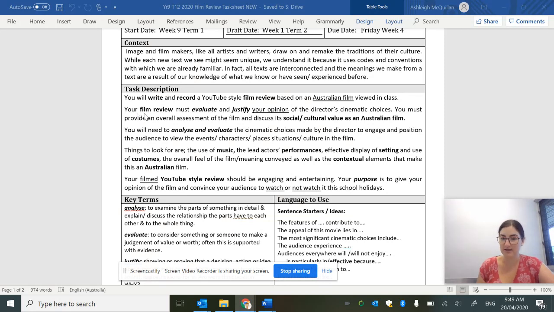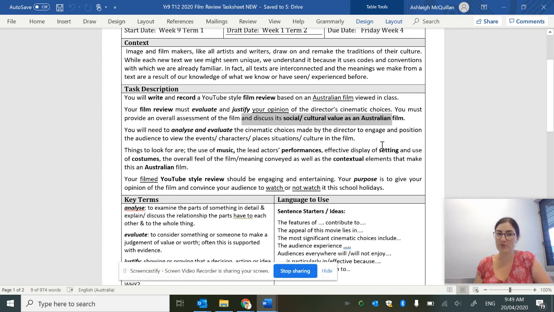So looking at the task sheet, just make sure that when you're writing it, your opinion is very clear and you've justified it. So you have actually talked about all the reasons why people should watch the film or all the reasons why they shouldn't watch the film. Make sure that you talk about the Australianness of the film. So that's your social cultural value, okay, which is this part here. It's really important that you mention that sort of stuff because that's a big part of the criteria.